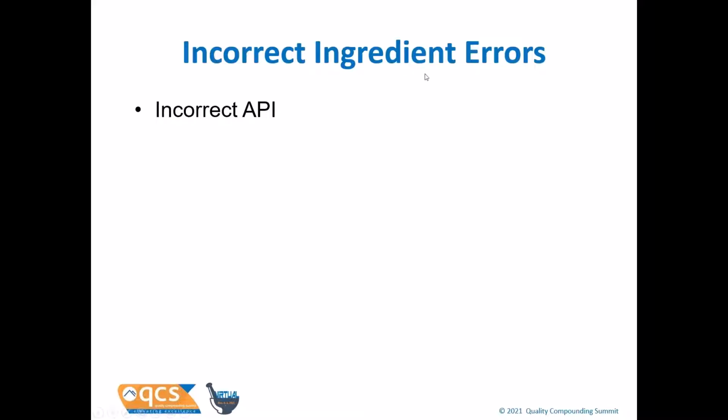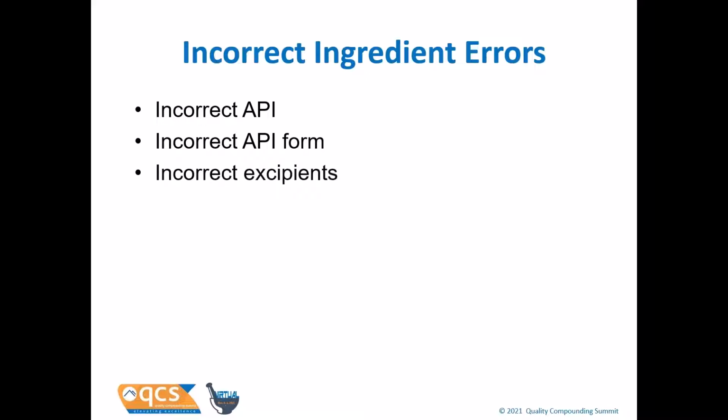There can be some incorrect ingredient errors, such as an incorrect API. If you go back to your stock and pull the incorrect active ingredient, this would result in an error. Or you may pull the incorrect form, whether it's the salt form or an ester form of the drug, or whether it should be a pentahydrate or a sesquihydrate or a heptahydrate. In other words, there's a lot of caution that needs to be observed in selecting the API and the proper API form. Not only the API, but the excipients.